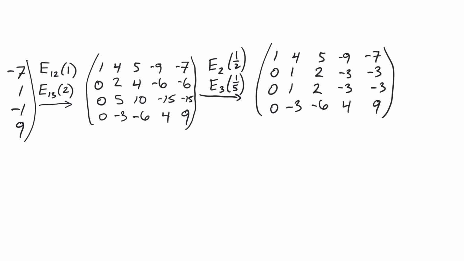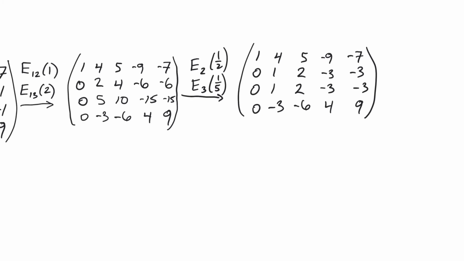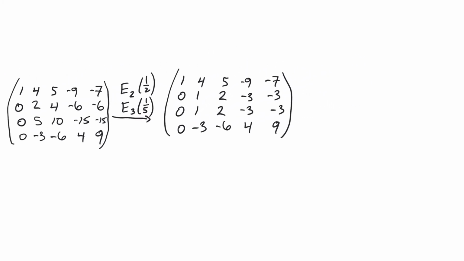Well, looky there. Rows 2 and 3 are identical. What that means is I can use row 2 here to eliminate row 3 completely. So namely, E23 of -1. I will take -1 times row 2 and add to row 3, thereby eliminating row 3. Turn it into the 0 row, basically.